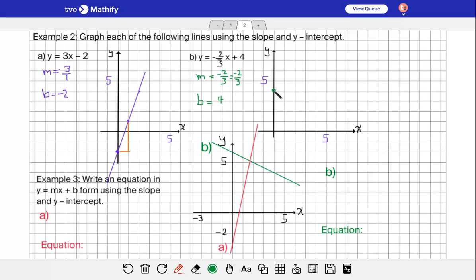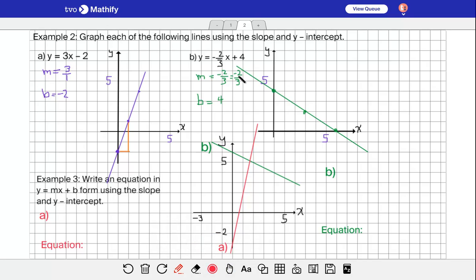So we put a dot right here. And if the slope is negative 2/3, that means the negative 2 means I would go down 2 and then to the right 3. The 3 is positive. So there's another point. If I go down 2 to the right, 1, 2, 3, that's another point on the graph. And so I can draw my line. So it would look something like this.